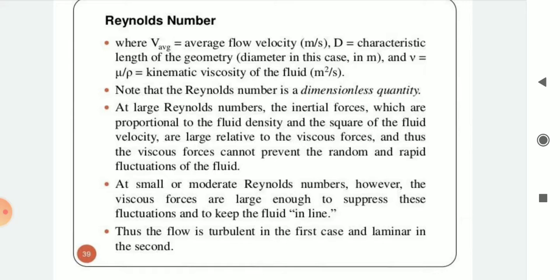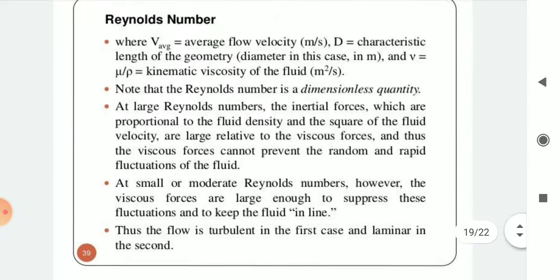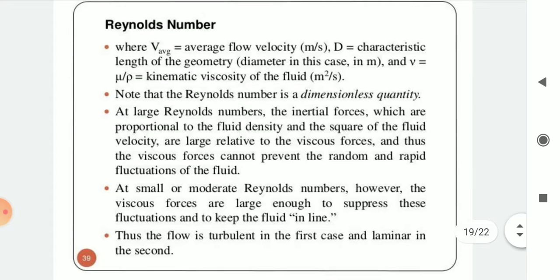At large Reynolds numbers, the inertial forces, which are proportional to the fluid density and the square of the fluid velocity, are large relative to the viscous forces, and thus the viscous forces cannot prevent the random and rapid fluctuations of the fluid. At small or moderate Reynolds numbers, however, the viscous forces are large enough to suppress these fluctuations and to keep the fluid in line. Okay, so thus the flow is turbulent in the first case and laminar in the second case.